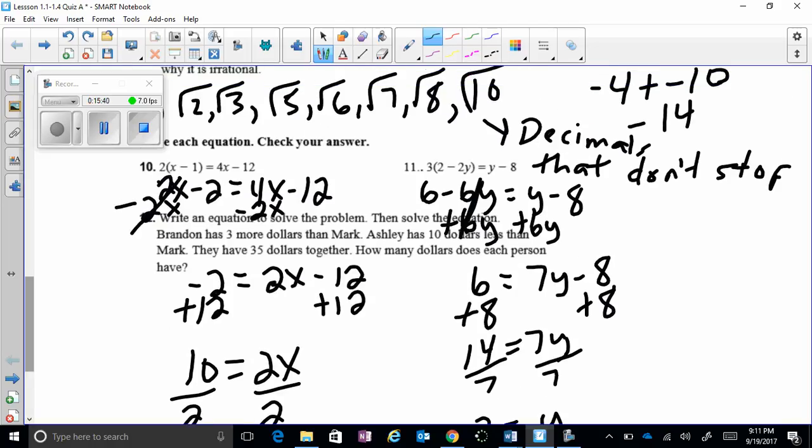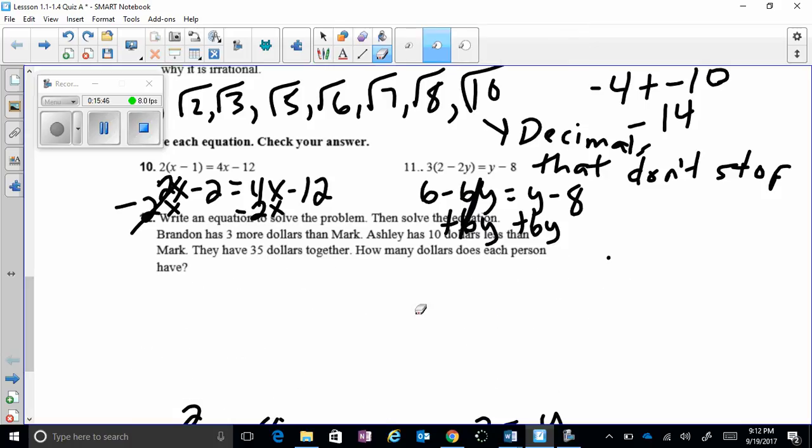Okay. Last but not least, we have a story problem in which you will have to find an equation first and then solve. So write an equation to solve the problem, then solve the equation. Brandon has $3 more than Mark. So we have some unknown values. We don't know how much Brandon or Mark have, so let's throw in some variables for each one of them.